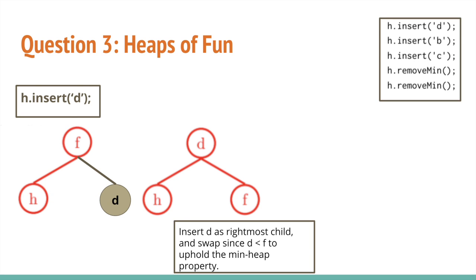We then insert d, which again is placed in the next available spot, but we cannot terminate yet because the min heap property is not yet satisfied, since d comes before f. So in this case, we need to bubble up d until the condition is met, which is just equivalent to swapping d and f.